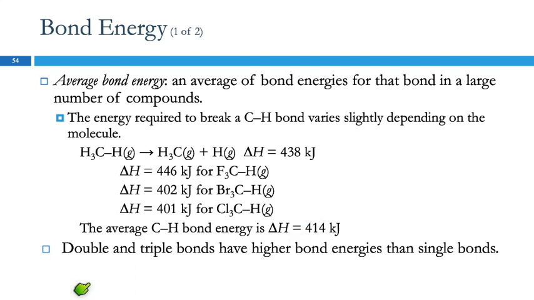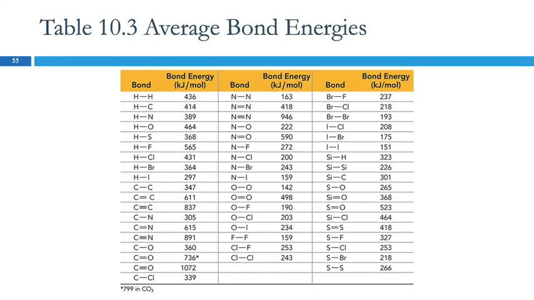A double bond, a triple bond, those are going to be stronger than single bonds, and they're going to require more energy to break. So bond energies can be looked up in a table such as this one. Like here with carbon, you have to be a little bit careful because there's a carbon-carbon single bond, a double bond, a triple bond, and similarly with nitrogen. So you want to make sure that you've got the correct elements and the correct kind of bond.